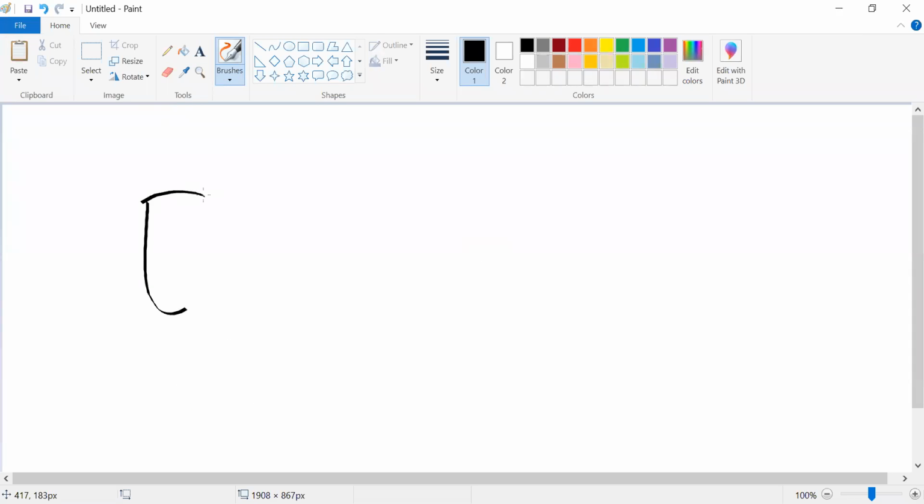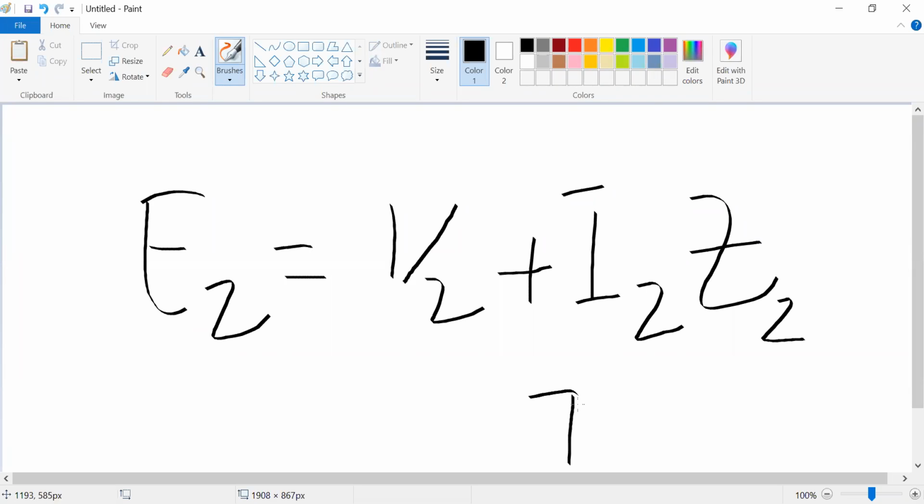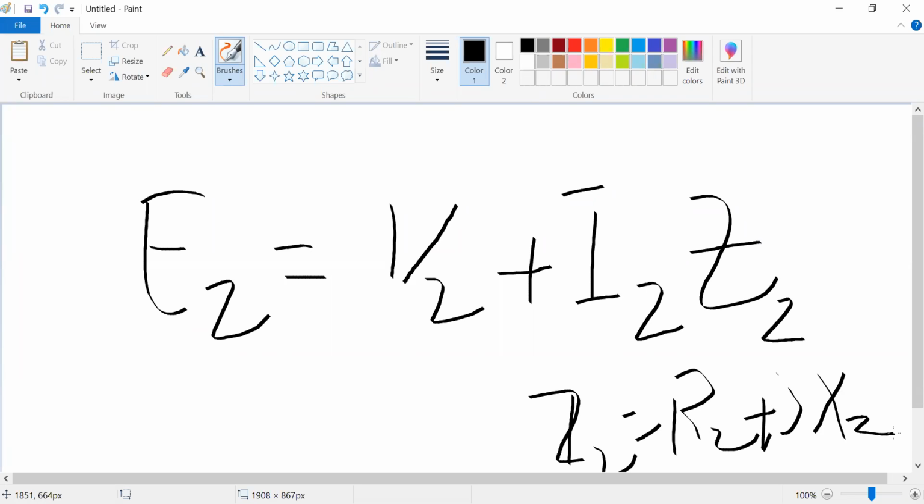So this can be written as E2 equals V2 plus I2 Z2. Z2 means resistance plus reactance, here Z2 equals R2 plus JX2. This is a vector sum because it is an AC circuit. So E2 equals V2 plus I2 Z2. This is the equation for the secondary side.